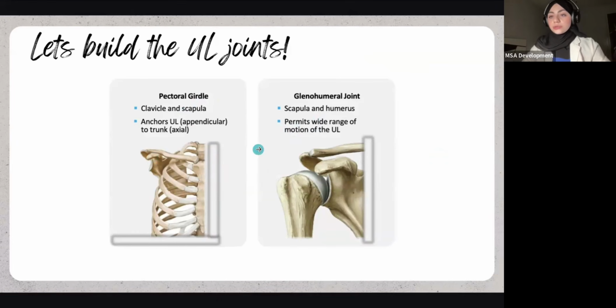Now, moving on, this is just to nail it in the head. The glenohumeral joint is going to be the shoulder joint, which is going to be scapula and humerus. The only true connection is going to be the sternoclavicular joint. It's going to be the pectoral girdle. What's the pectoral girdle made of? Two bones, clavicle and scapula. Be very good with this.